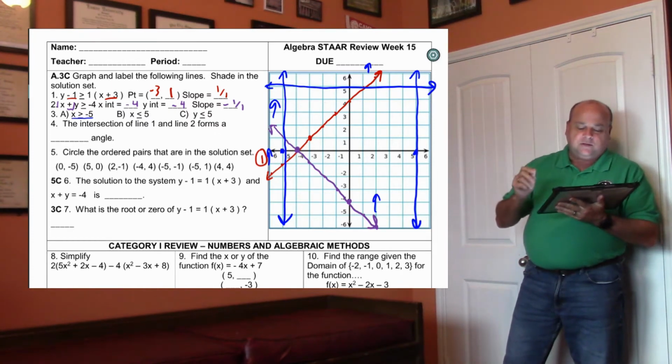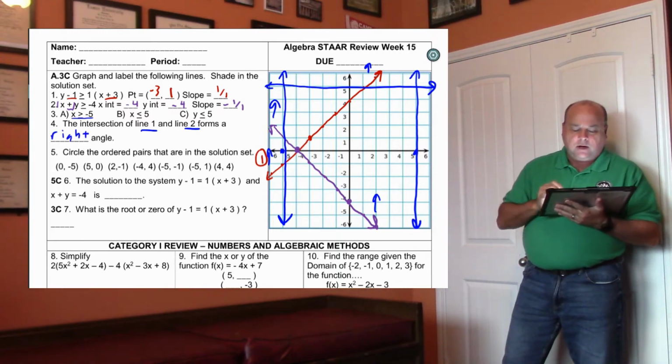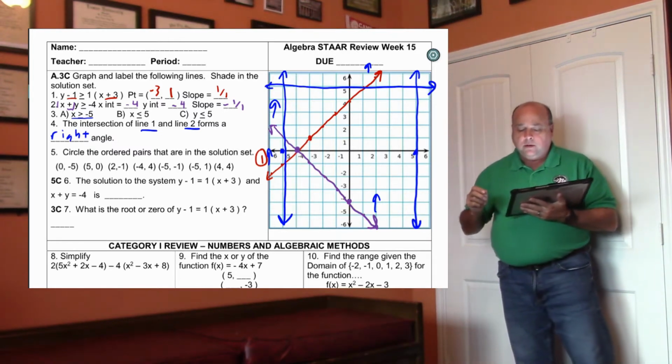Okay, so let's go through this. The intersection of line 1 and line 2 forms a right angle. Make sure I graph that right. Negative 3, 1. The slope's 1. That's right. Number 2. Negative 4. And the slope is negative 1. That's right. And then these are all right.